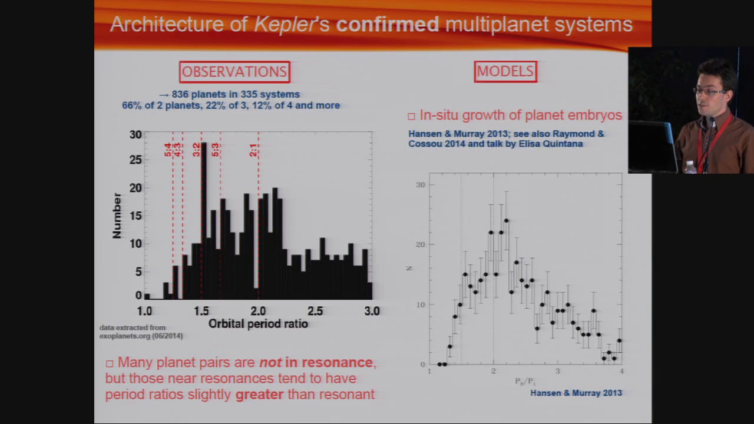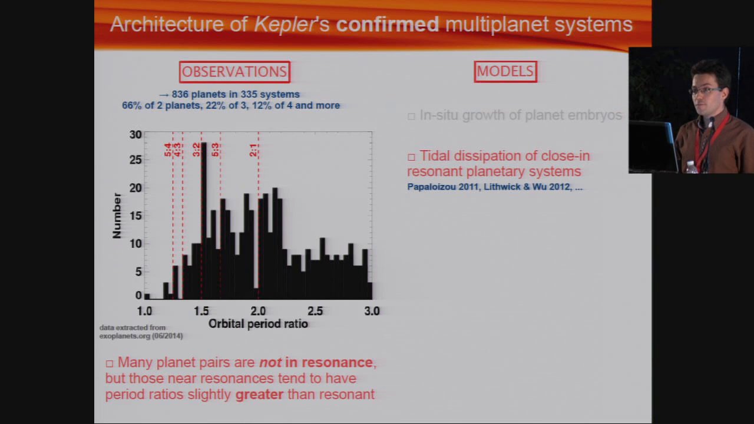So this is ongoing work by Hansen and Murray, whose N-body simulations reported in this plot show that there are some features in the simulated period ratio distribution that share some analogies with the observed trend, especially near resonant ratios.